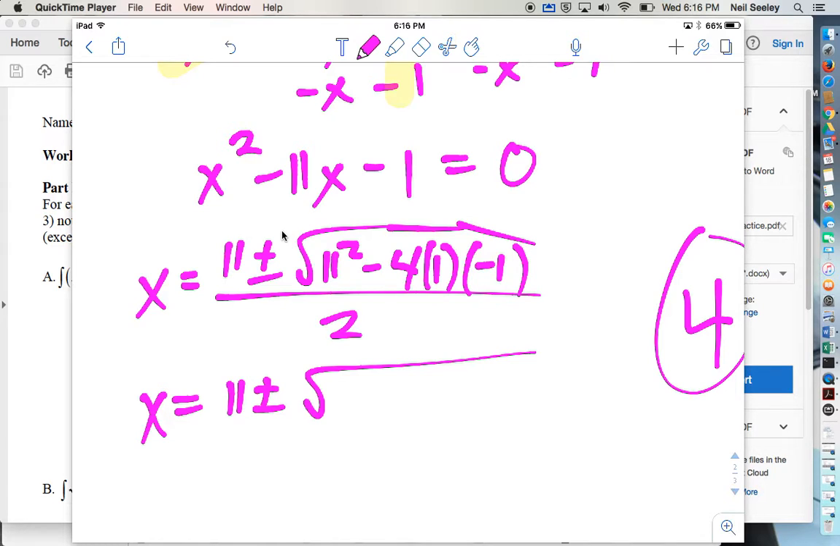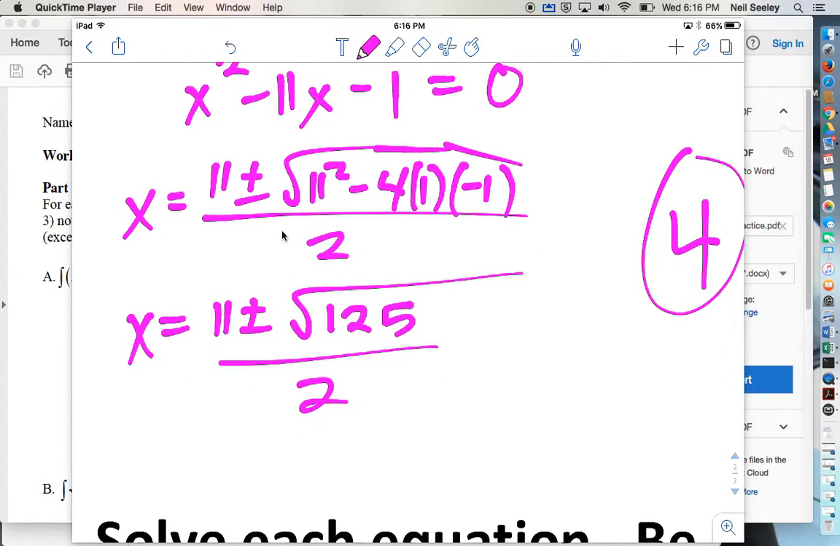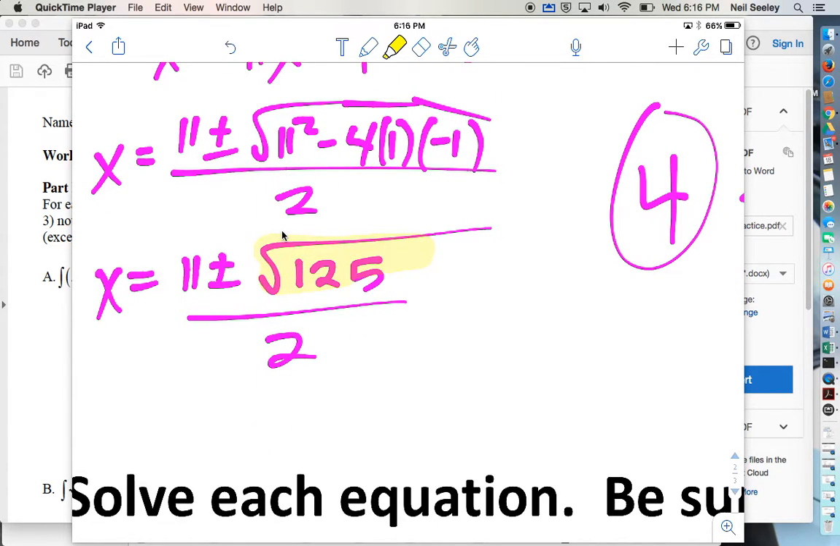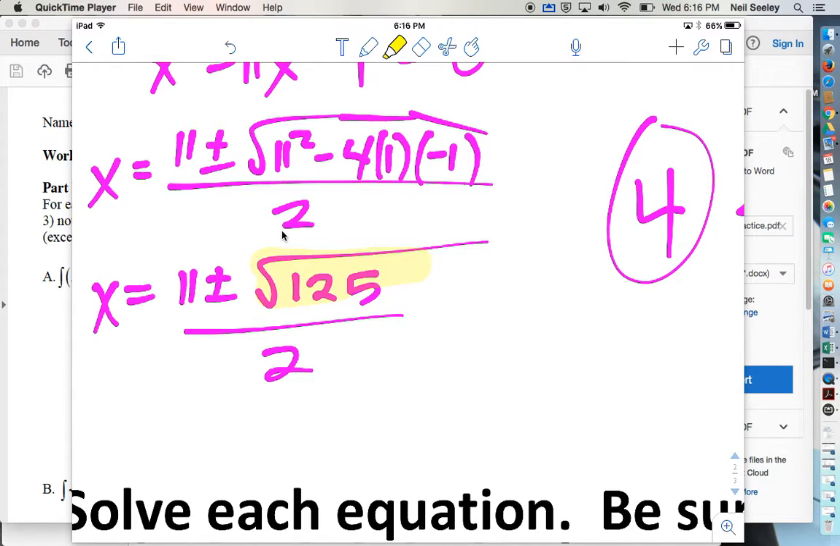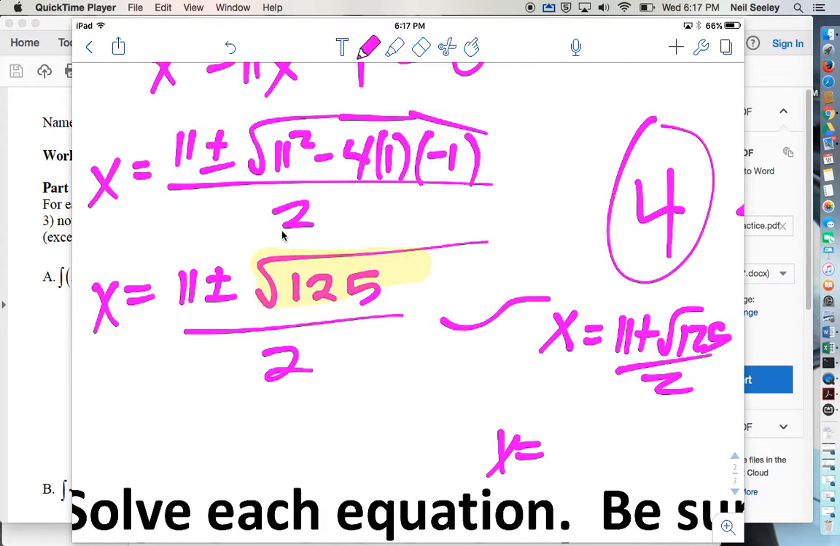It needs to be pretty slick in your repertoire. We have 121 plus 4, which is 125, all over 2. Interestingly enough, the square root of 125 is not a perfect square. It's not a simple number. There are ways to make it into something nicer, and we'll talk about simplifying radicals a little bit later. But ultimately, we just have two solutions. I'm going to leave it relatively simple at this point because we have other fish we're trying to fry. I see x is 11 plus the square root of 125 over 2, and I also see that x is 11 minus the square root of 125 all over 2. Those are two solutions.